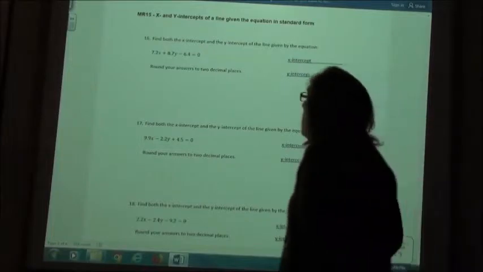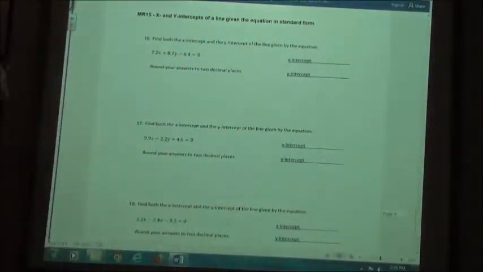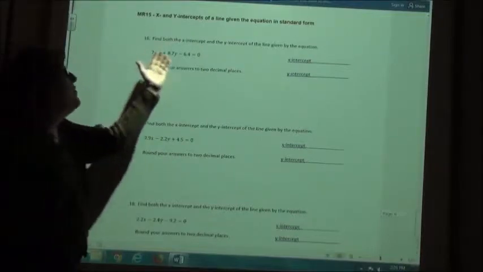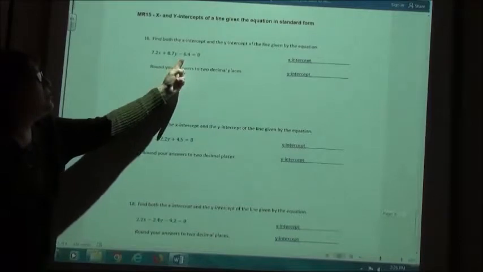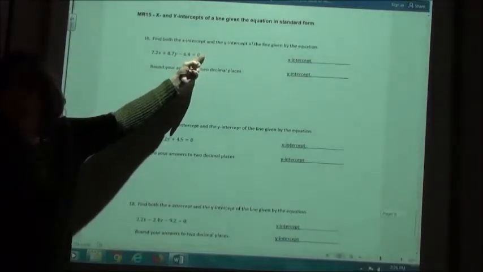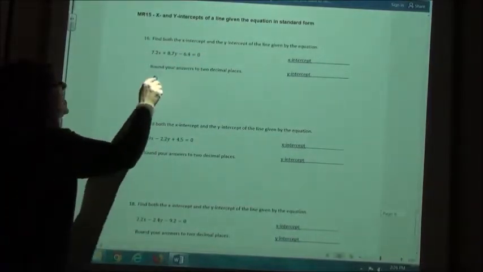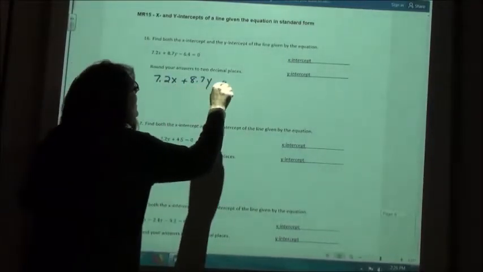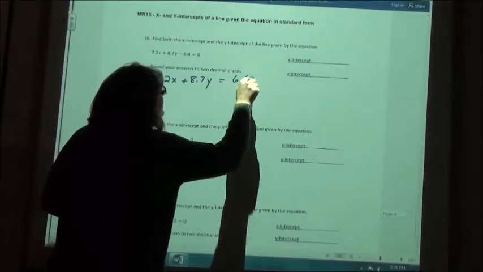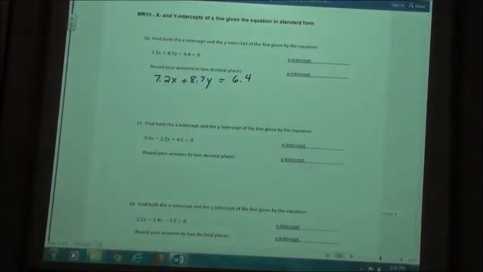The next one wants you to find both the x-intercept and the y-intercept of the line given your equation. Round your answer to 2 decimal places. Normally, if I'm going to find my x and y-intercept, I'm going to put it in standard form first. So if everything's on the same side, I'm just going to move my number to the other side. So I'm going to write it as 7.2x plus 8.7y equals, that's going to become a positive 6.4. I could leave it where it is, but then I'd end up moving it all the time.